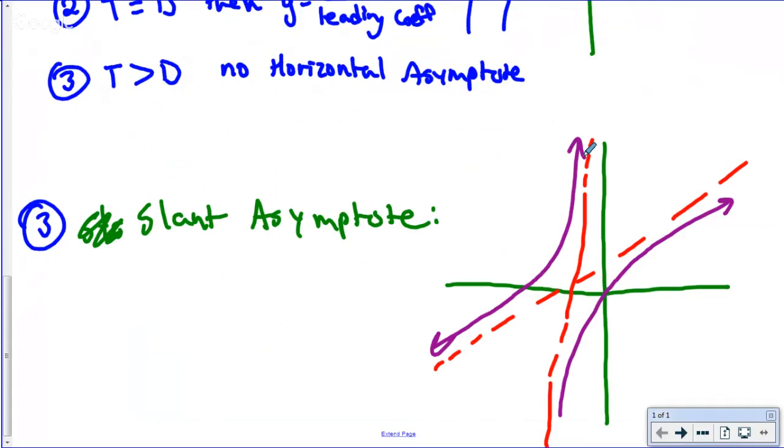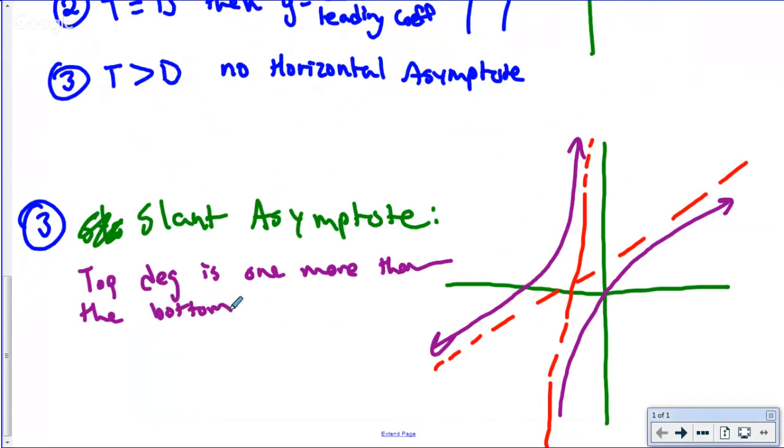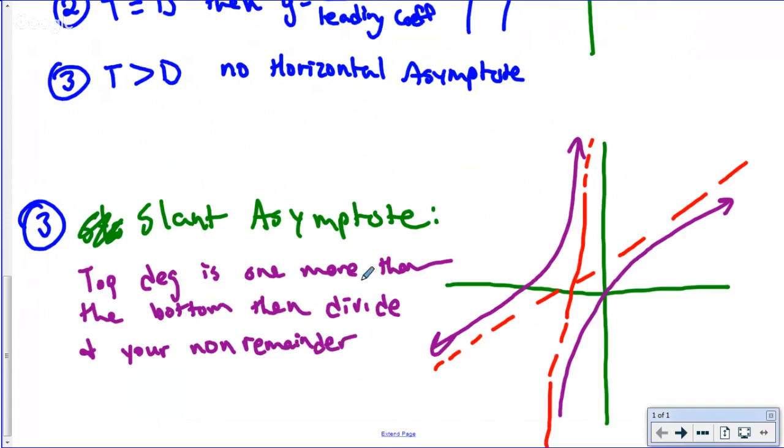If the top degree is one more than the bottom, then you're going to divide, and your non-remainder solution is your asymptote.